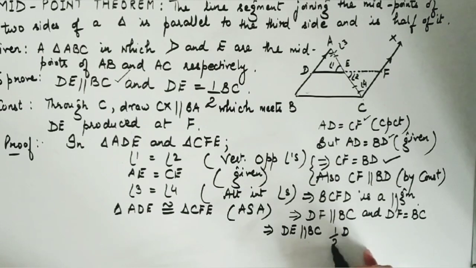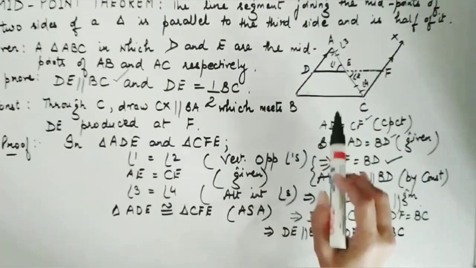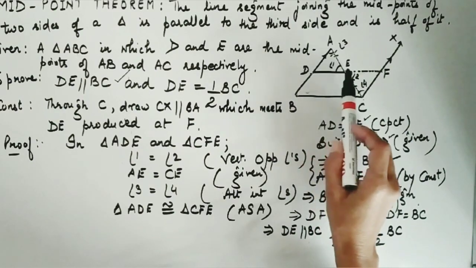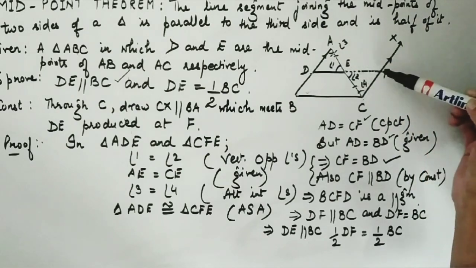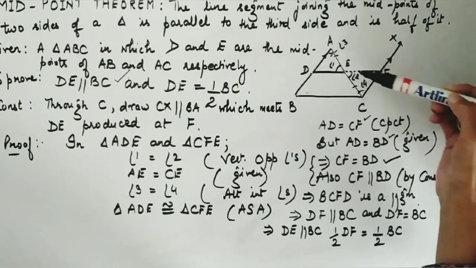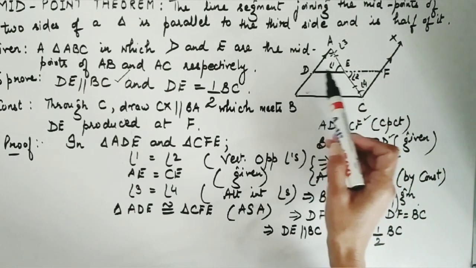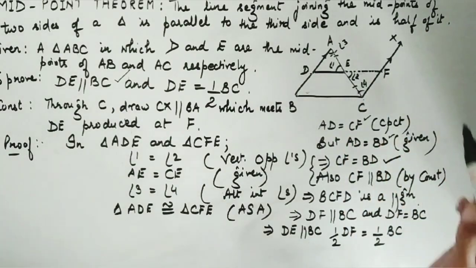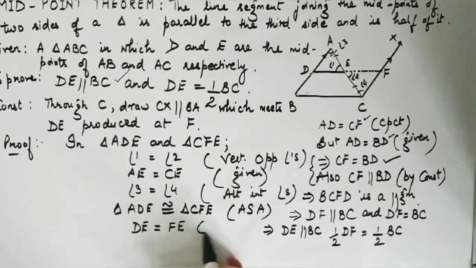Can I take half of DF? Half of DF must be equal to half of BC. What would be half of DF? It would be DE. The reason: when we say that triangles ADE and FCE are congruent, that means by CPCT DE and FE must be equal. You can just mention it here: DE and FE are also equal by CPCT.